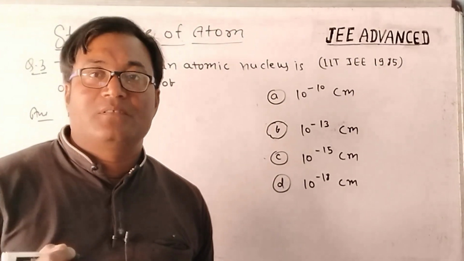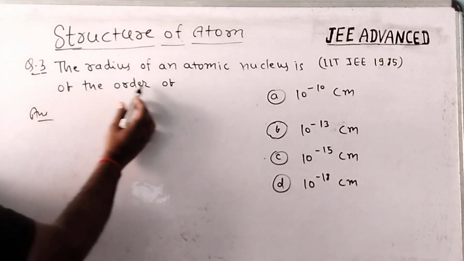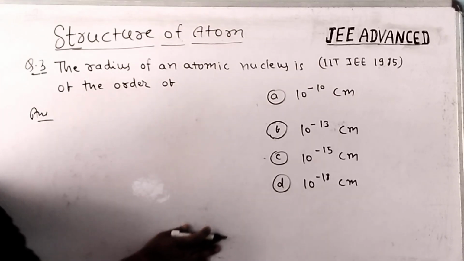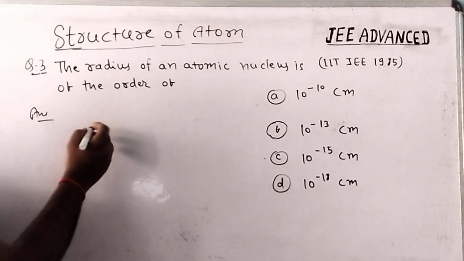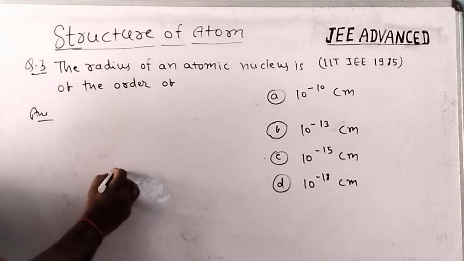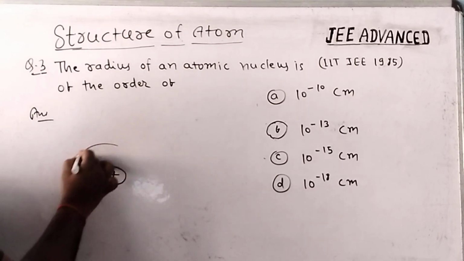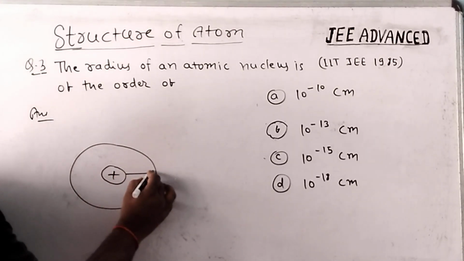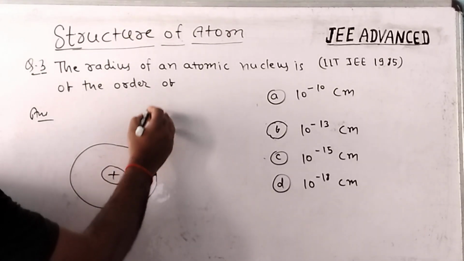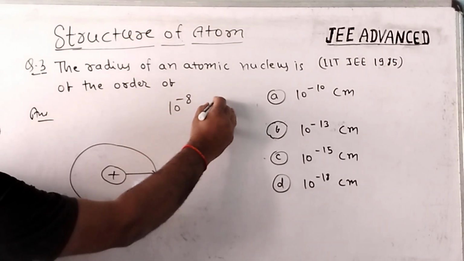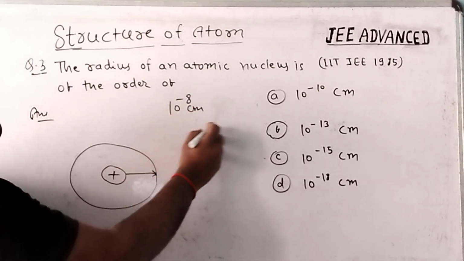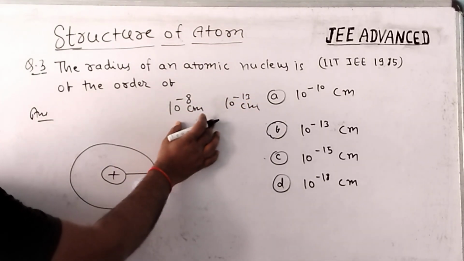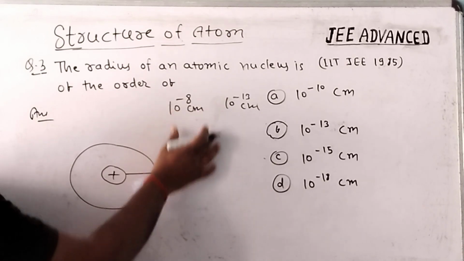Now I am going to solve question number 3. According to question number 3, the radius of an atomic nucleus is of the order of. These options are given. Now in case of an atom, we can observe this is the nucleus of the atom, and for the hydrogen atom the first shell is here. So this is the radius of the atom. Now 10 to the power minus 8 centimeter and 10 to the power minus 13 centimeter, these two values indicate the radius respectively.